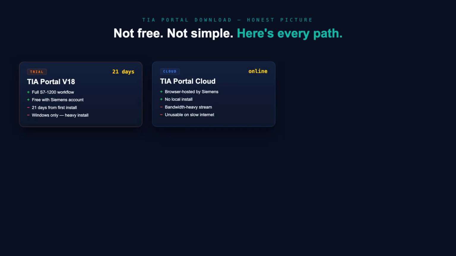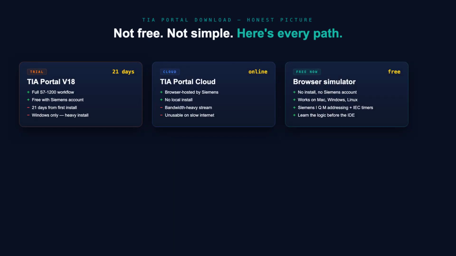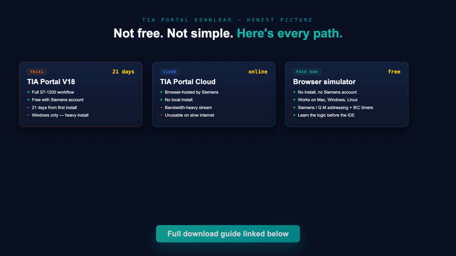Hunting for a TIA Portal download? Here is the honest picture. TIA Portal is Siemens' commercial IDE. The full license costs thousands of dollars. The trial is 21 days, time-limited from first install, and Windows only. You need a Siemens account and a direct registration to request it.